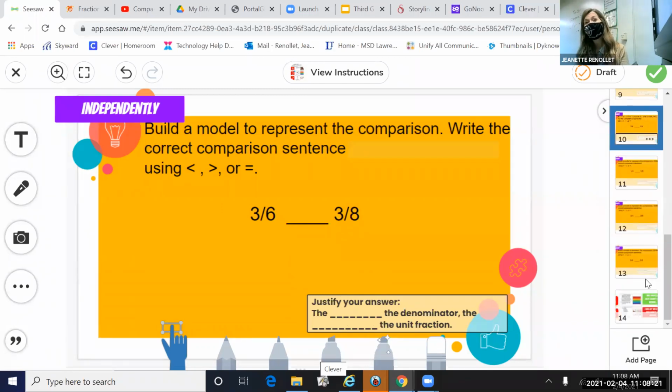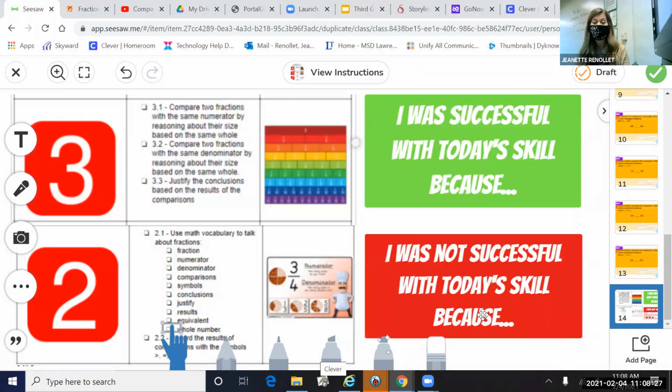You need to finish all of the slides starting on slide 10, finish all of them, and reflect on your success today. How did you feel comparing fractions with the same numerator, different denominators? Remember, it's okay on the first day if you don't get it. We have more practice tomorrow and next week.